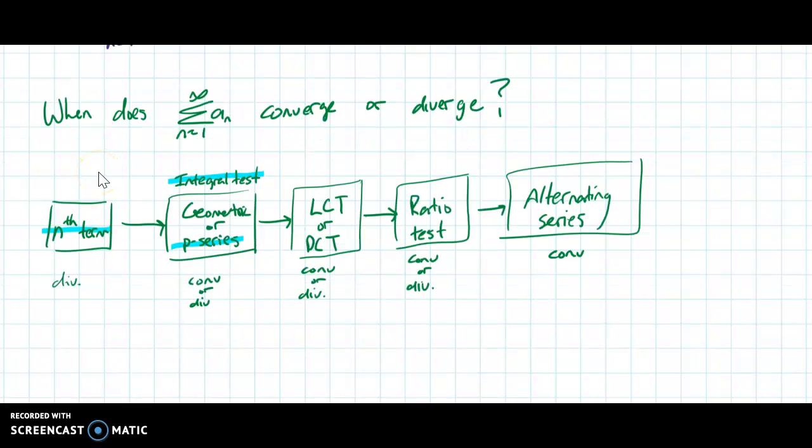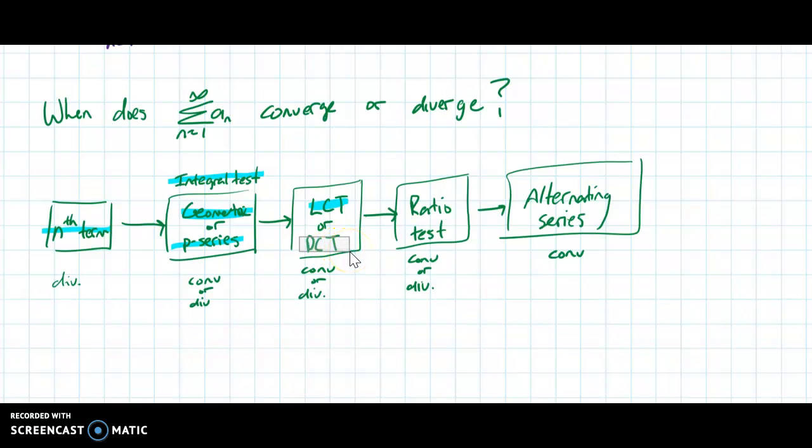This here is one of our charts from when I taught you nth term, integral test, and p-series. I have LCT and DCT in this box here. I'm going to highlight LCT because we've now learned LCT. And I guess we should highlight geometric because we've done geometric series. We need to practice a little bit more with them, but you've done them. I've decided that at this point, I'm going to leave DCT out.